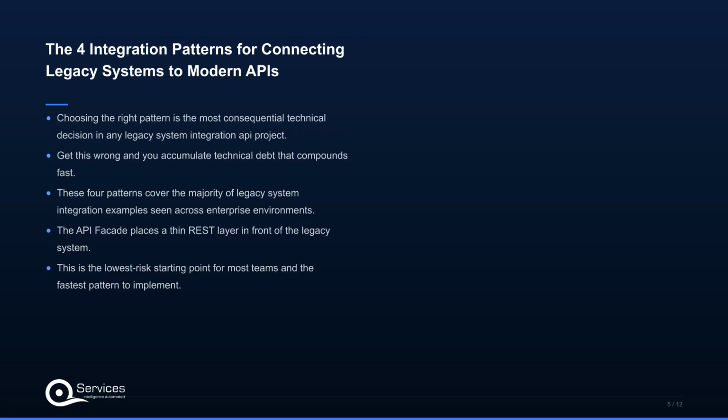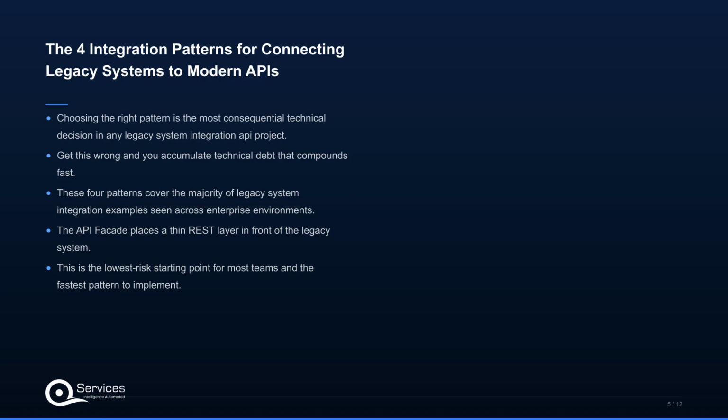Now, the 4 integration patterns for connecting legacy systems to modern APIs. Choosing the right pattern is the most consequential technical decision in any legacy system integration API project. Get this wrong and you accumulate technical debt that compounds fast. These 4 patterns cover the majority of legacy system integration examples seen across enterprise environments.